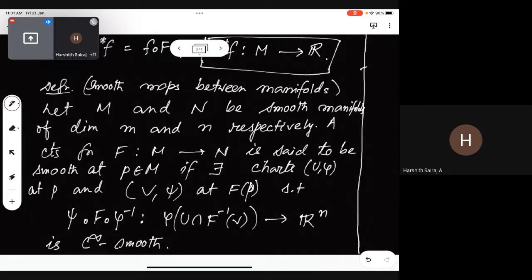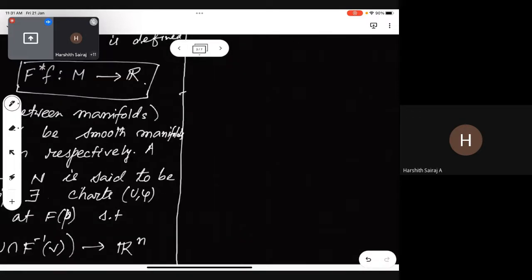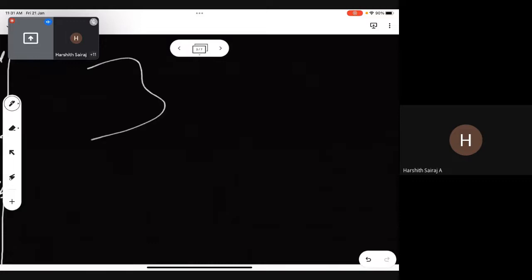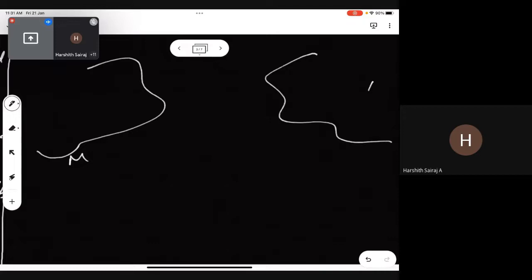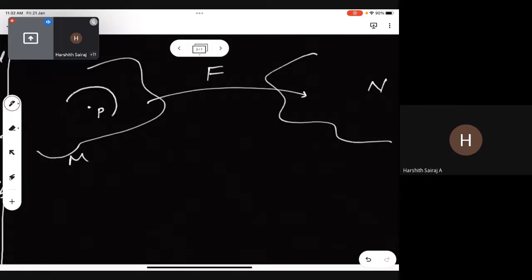Does it make sense? Well, let's look at the picture. That might help you to understand it. So you have here an M, and here you have N, and you have the map capital F. Now, what do you look at? Suppose P is here. You look at a chart around P. This is U, right? And P goes to F of P here.